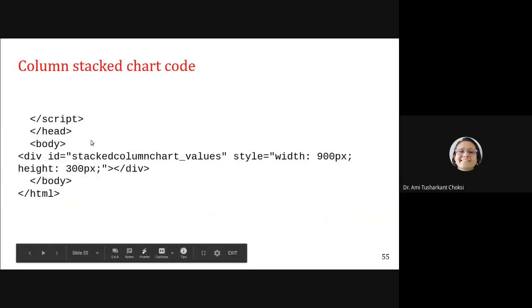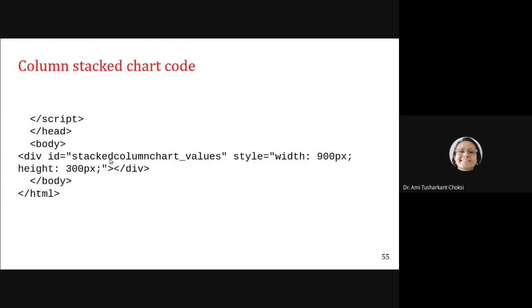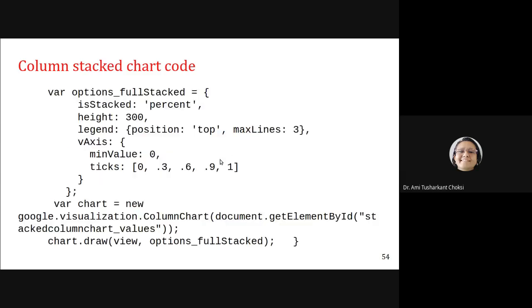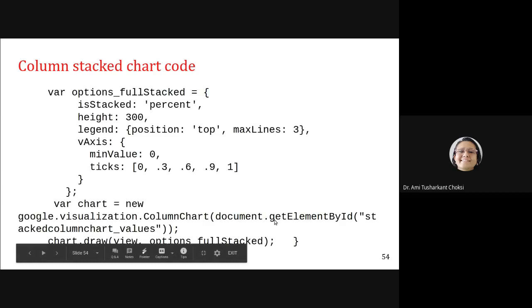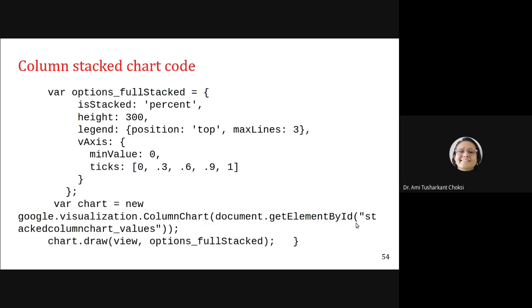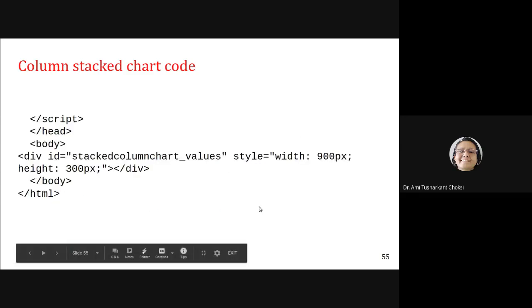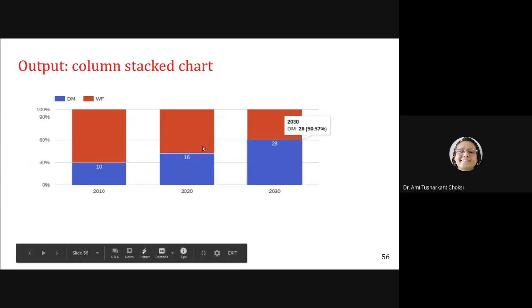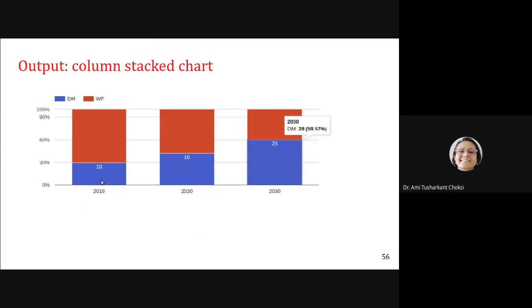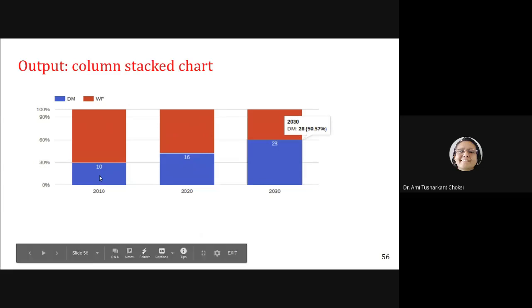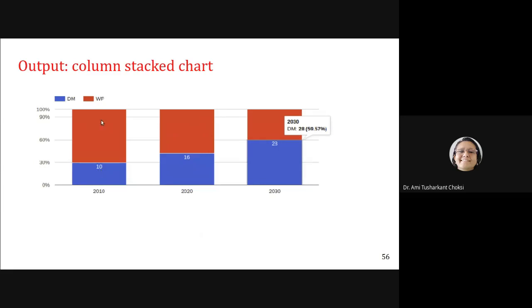So script and body: div id stacked column chart underscore values. It is the same as what we have specified inside this getElementById, right? How will we be able to see the output of this? That is the stacked column chart, right? One is there, above that the other is there. Fine, you can see that.